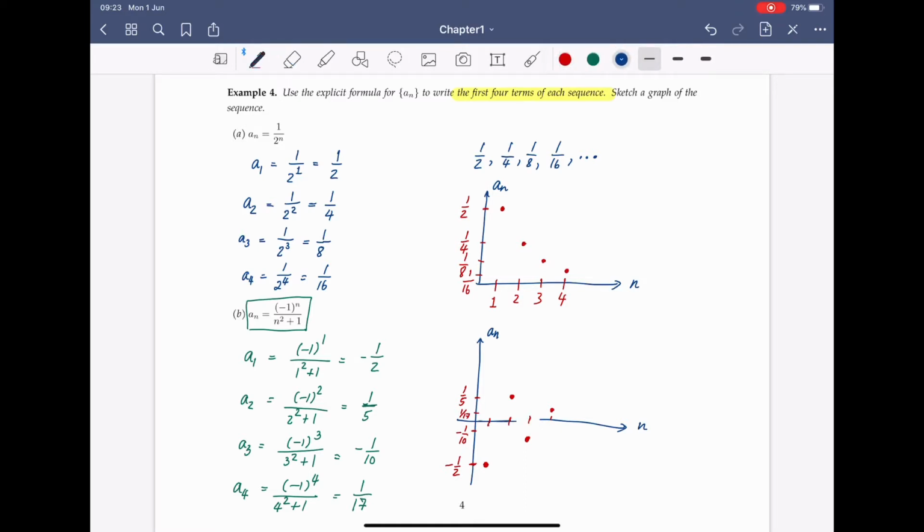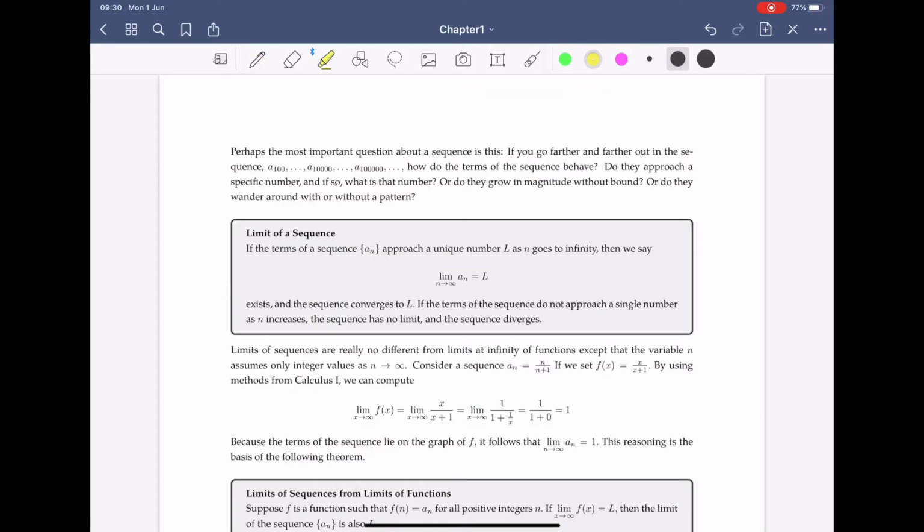And that is the graph of the sequence an. Alright, after you know the definition of the sequence, now let's talk about the limit of a sequence. Let's take a look at the definition in the box. If the terms of a sequence an approach a unique number L as n goes to infinity, then we say that the limit of an as n goes to infinity is equal to L, and the sequence converges to L.